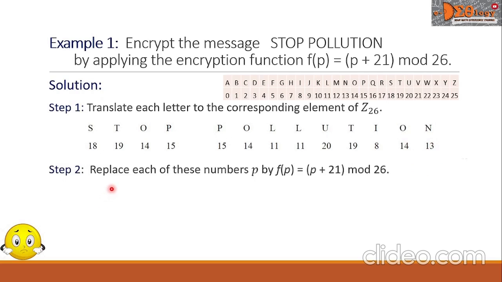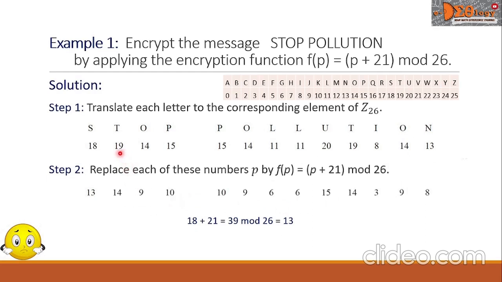Then step 2, we will replace each of these numbers p by f(p) = (p + 21) mod 26. Let's begin with the first number, 18. So we have 18 plus 21. The answer is 39. Then we take the mod 26. The answer here is 13. So for number 18, the value is 13.